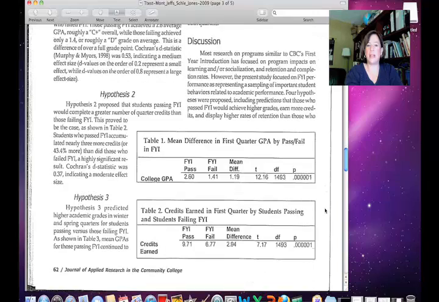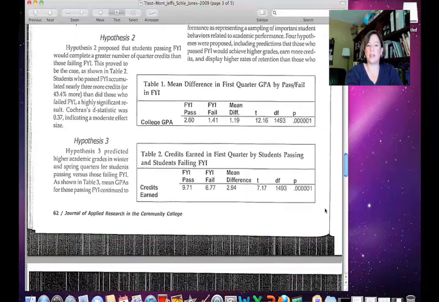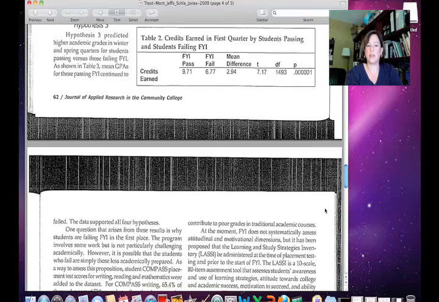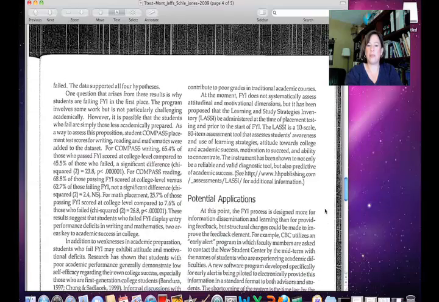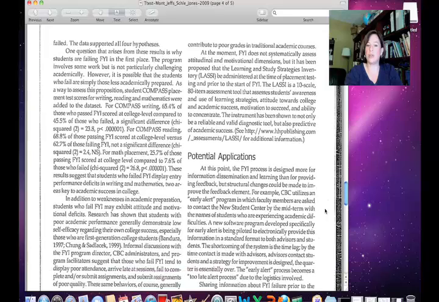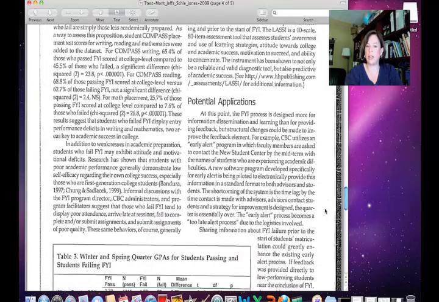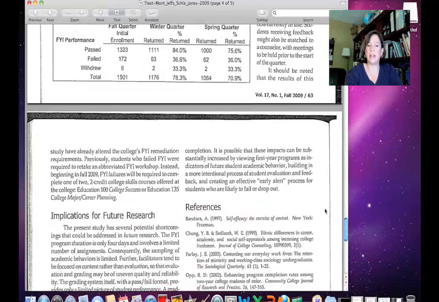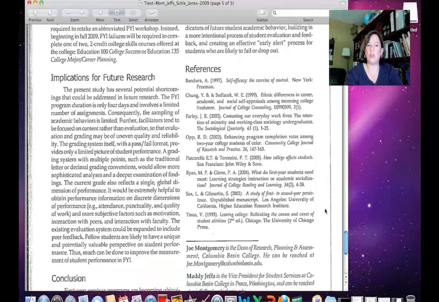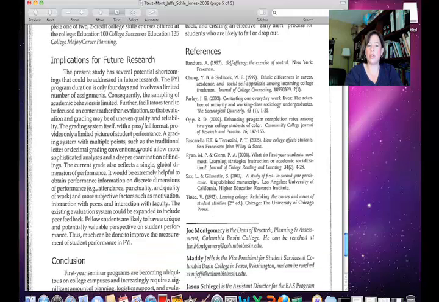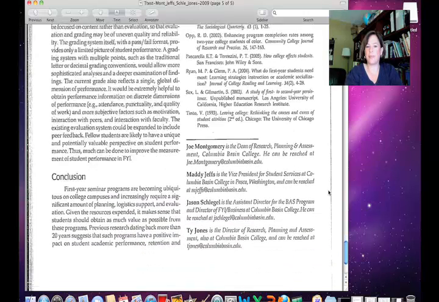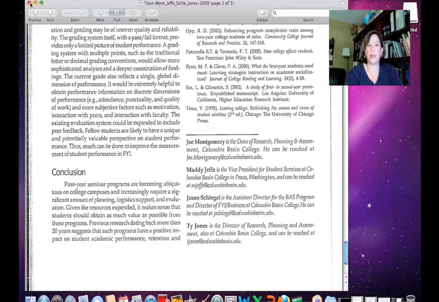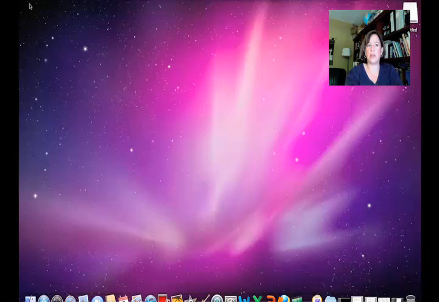Giving some data, some inferential statistics in the form of tables. Talking about the applications of the results, so the consequences or the implications of the results. And lastly, future research. Recommendations for future research and some concluding paragraphs along with the bibliography. So it's one example. Let's look at another example.